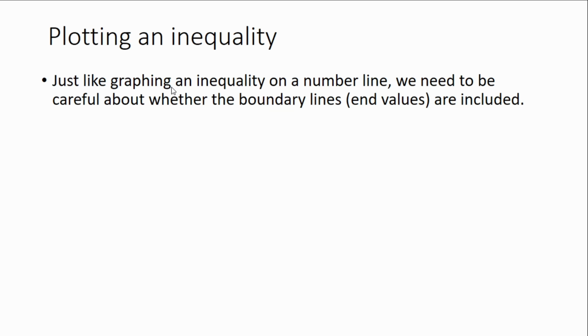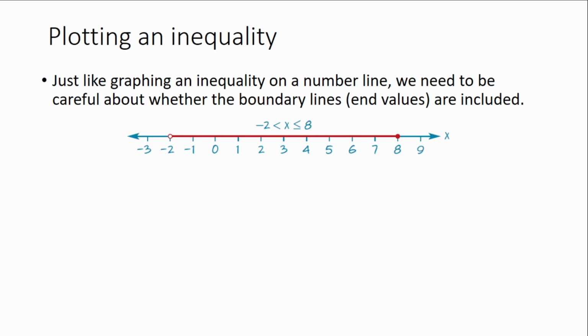So plotting an inequality, just like graphing an inequality on a number line, we need to be careful about whether the boundary lines or the end values are included. We've done this with a number line before. On the left there, we can see -2 is not included, whereas 8 is included, shown with that equal sign at the bottom. If it's not included, we didn't shade in the endpoint, that circle, to show that it wasn't included. However, if it was included, we shaded in that point to show that it was included.